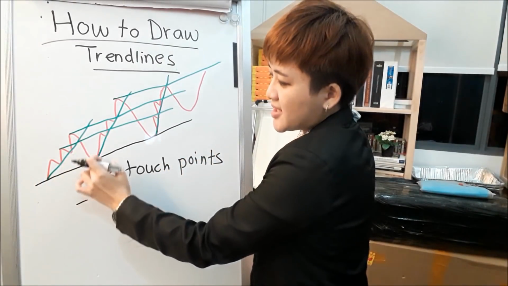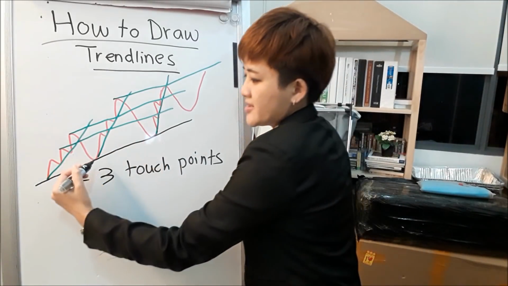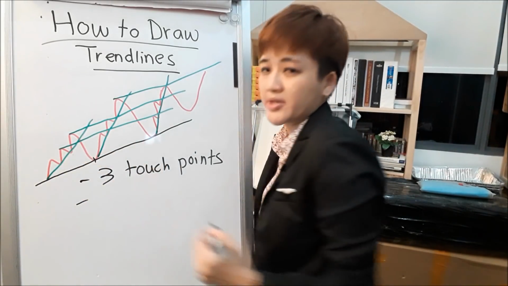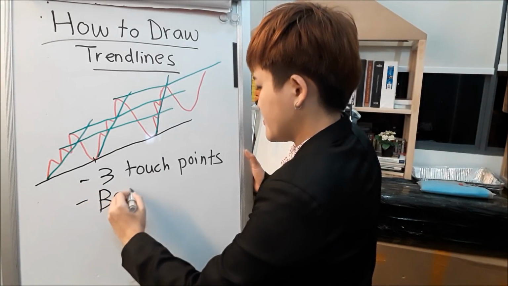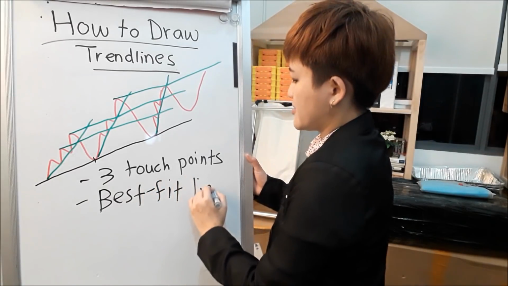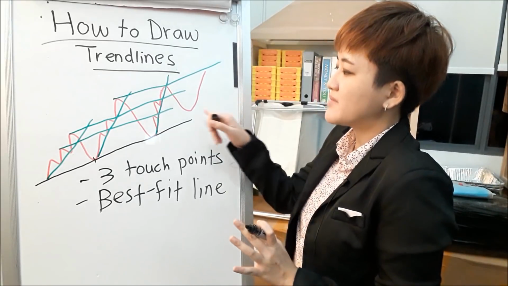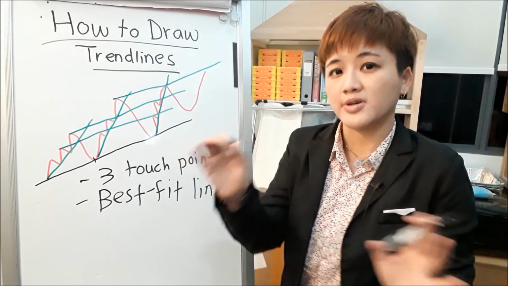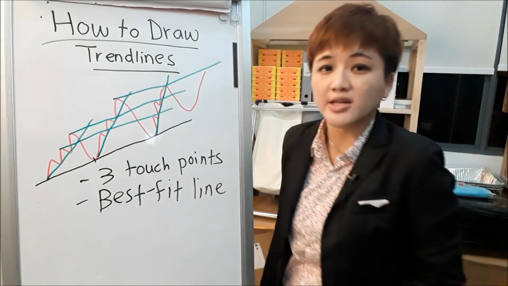And when it does touch the trend line, it doesn't have to be exact. The candles can pierce through a little bit, but not too much. This means that you just gotta draw the best fit line. The line that touches the most points. It's okay if some of the points don't touch the trend line. It's okay as long as you meet this criteria of 3 touch points.